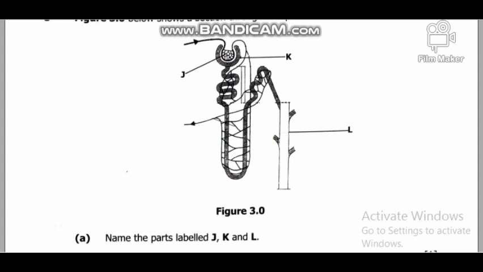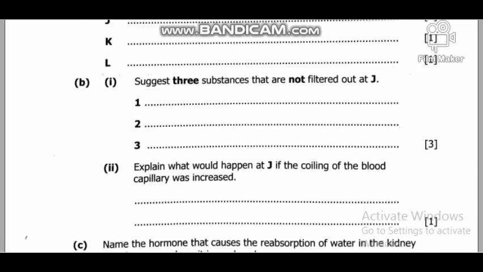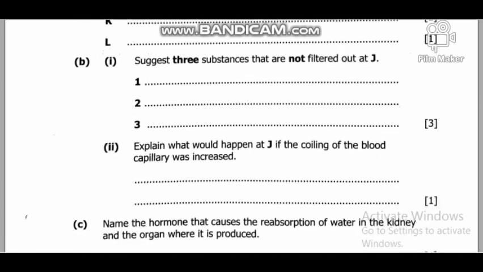So we have the red blood cells, because they are too big, so they cannot be filtered. We have the white blood cells, they are also too big, they cannot be filtered. And also we have blood plasma or proteins, they cannot be filtered. And also we have blood platelets, also they cannot be filtered. Among those I've mentioned, we can pick some and write them as our answers there.